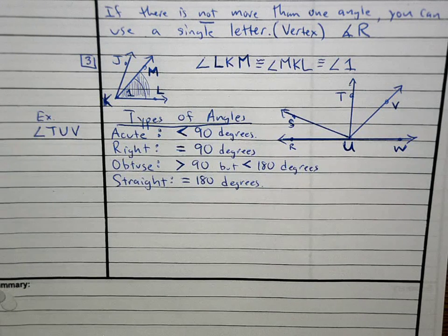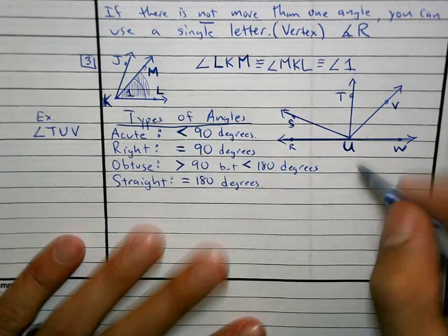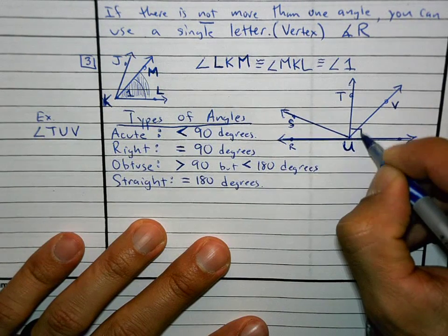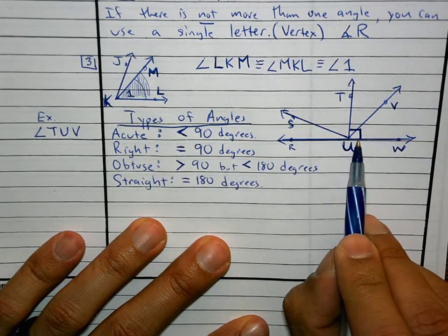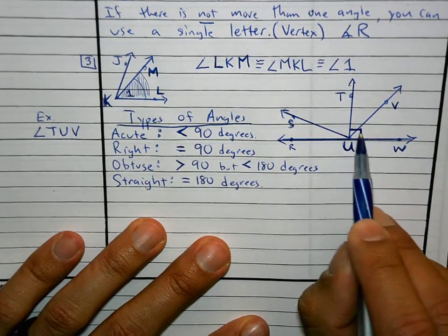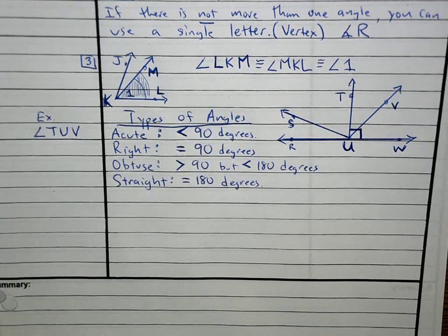A right angle. I don't know if I said this or not, but the only way you can tell if something is a right angle is if there's a right angle symbol. This is the right angle symbol right here. The right angle symbol is a little box in your drawing. It means that that angle is a perfect right angle. It's a perfect 90 degrees.